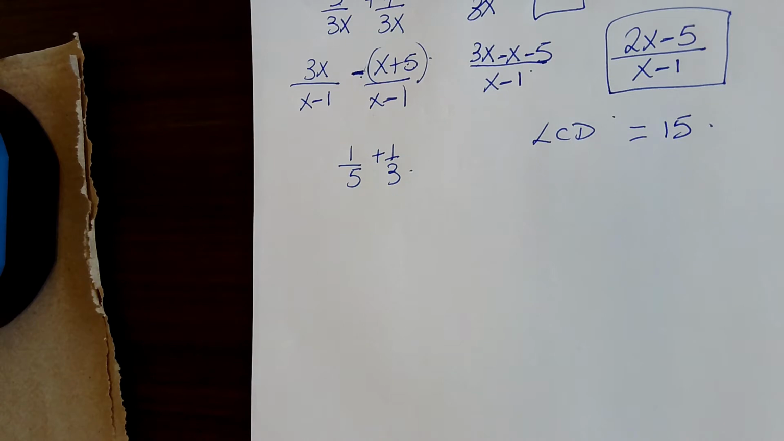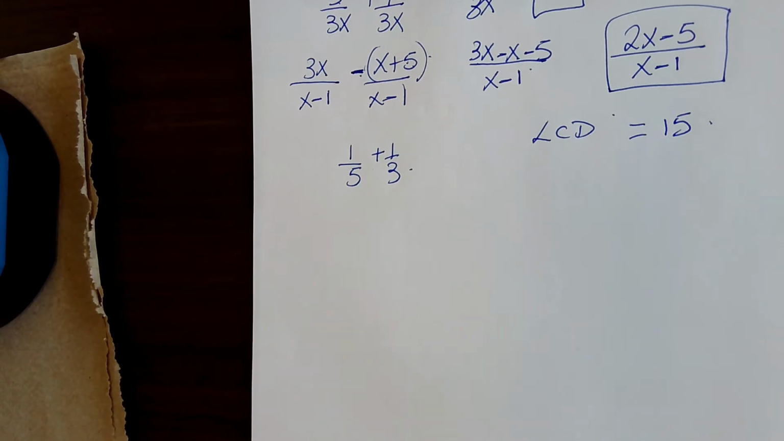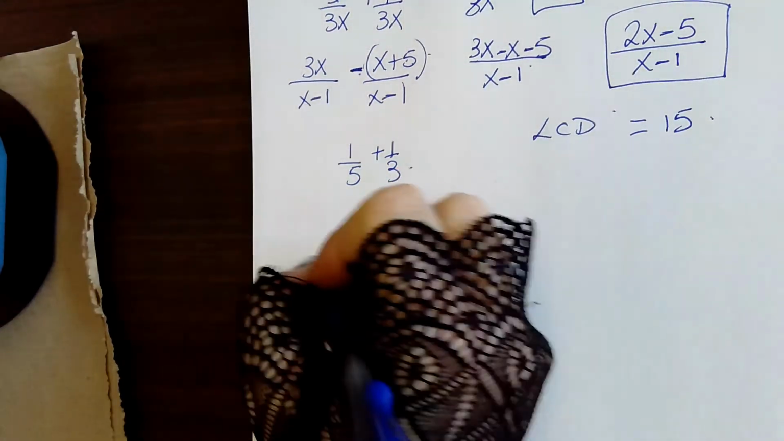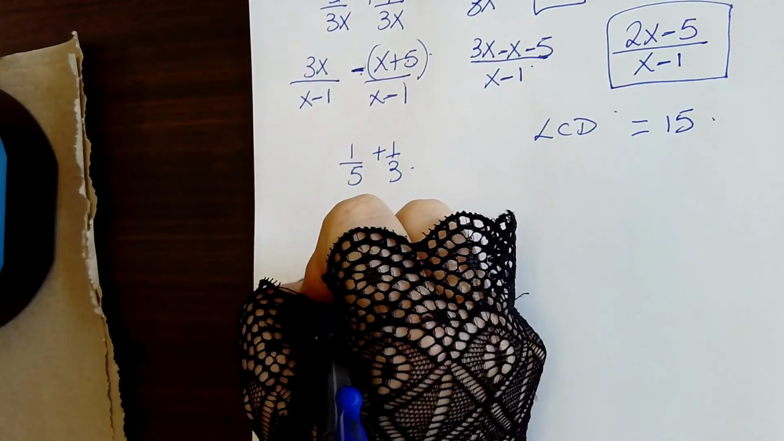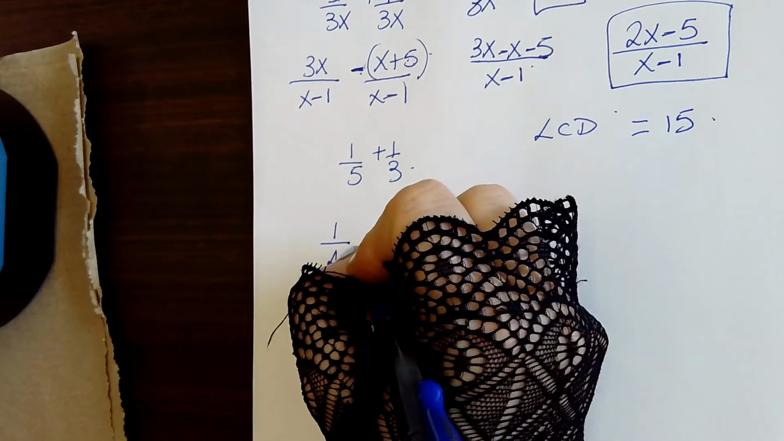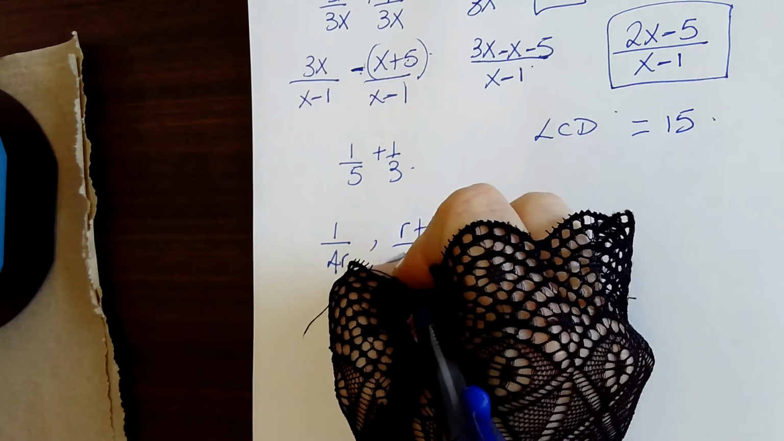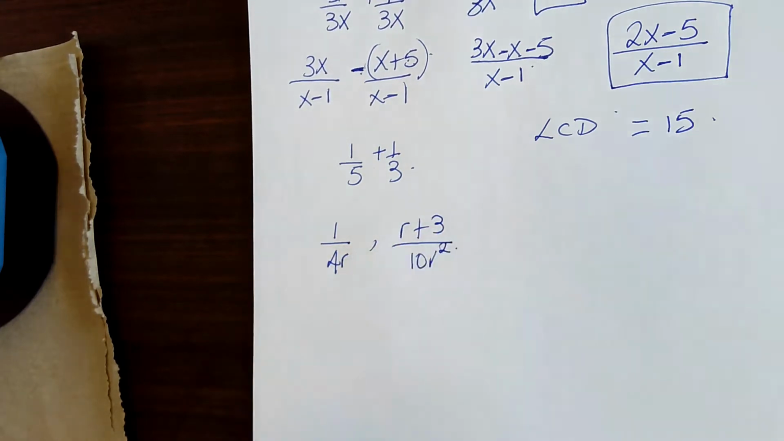Or you do the same thing. So we're just going to practice right now finding the lowest common denominator. So here we have 1 over 4r and r plus 3 over 10r squared, okay?